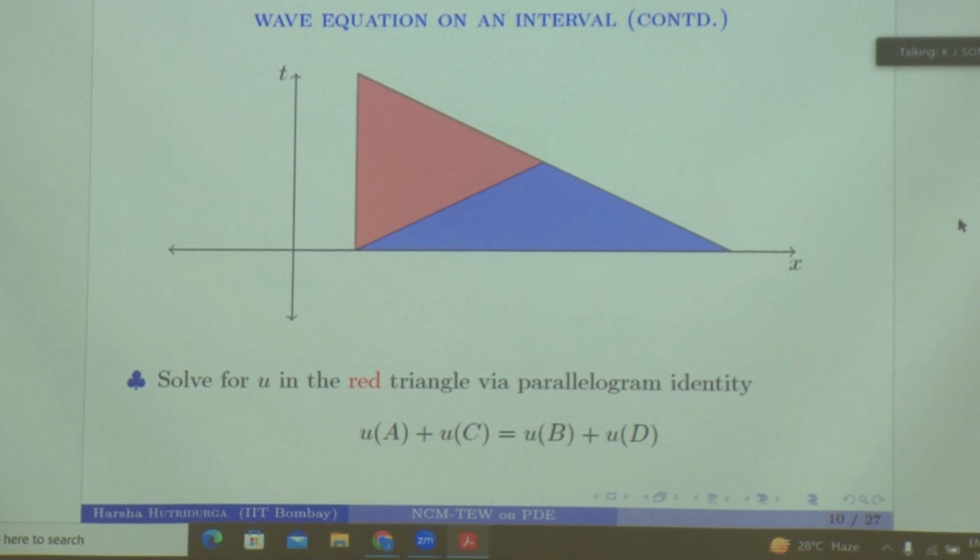Now, what did the parallelogram identity say? The value here plus the value here is the same as the value here and the value here. See, out of these 4 points, we know the value of u at 3 points now.